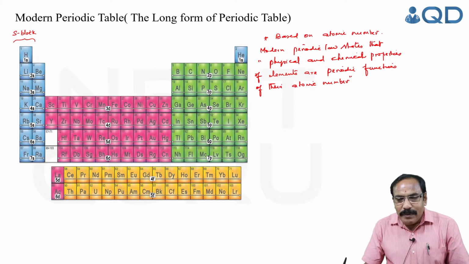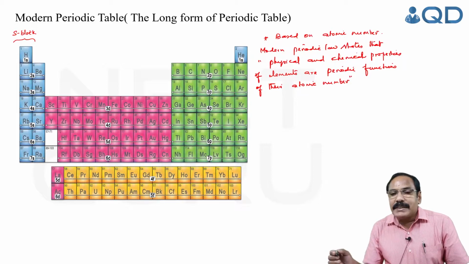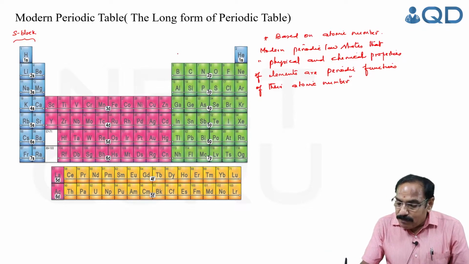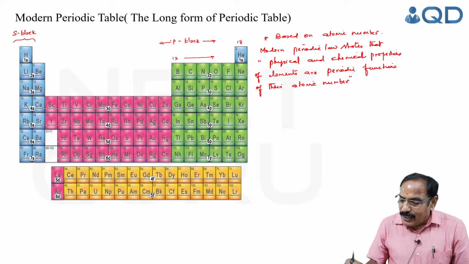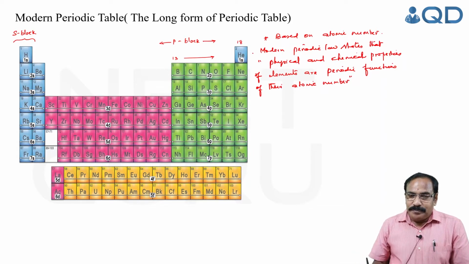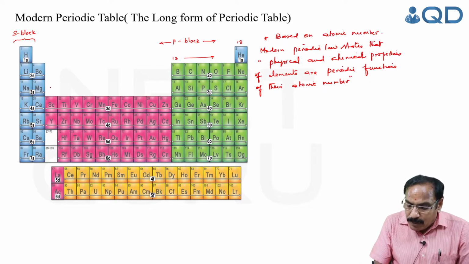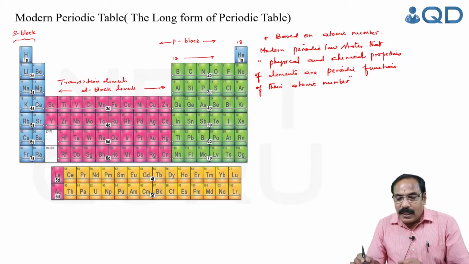And you have the p block elements, which are on the extreme right side of the periodic table, and the group number is from 13 to 18. Remember, helium belongs to s block, and in between the s block and p block, you have elements called transition elements, or d block elements, which are shown in rose color.